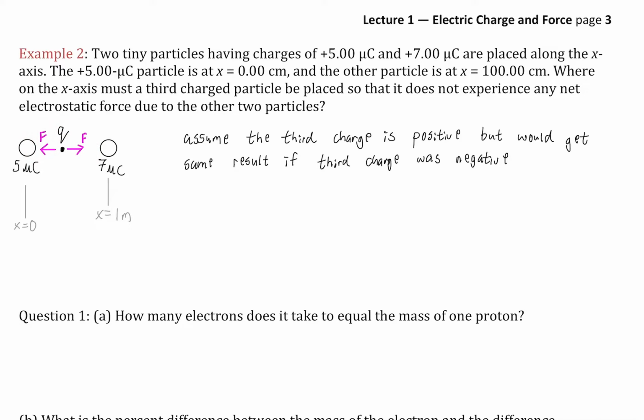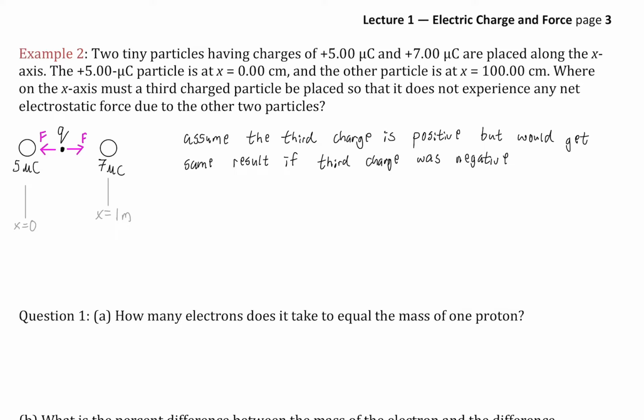So I point out here that I'm going to assume that the third charge is positive, but we get the same result if the third charge was negative. So here, this is positive Q, and that means that it's being repelled. This is the force that's repelling it from the 7. And this over here, this force, is the repulsive force from the 5 microcoulomb charge. See? So it's being repelled in one direction from one and being repelled in the opposite direction from the other.